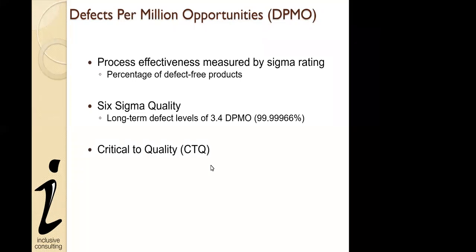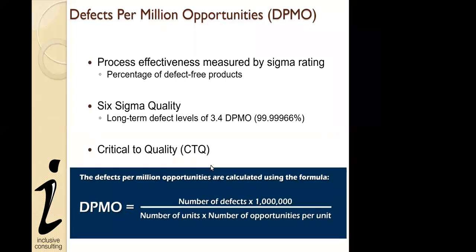So we look at the critical to quality factors in terms of the customer. What is the customer's requirement from my product or my service that I provide to them? The way you measure your Six Sigma level, or your Sigma rating, or your defect level in Six Sigma, is you've got defects per million opportunities calculated using this formula. You've got the number of defects divided by the number of units you produce or number of customers you interact with, multiplied by the number of opportunities per unit of making an error, or what can go wrong.